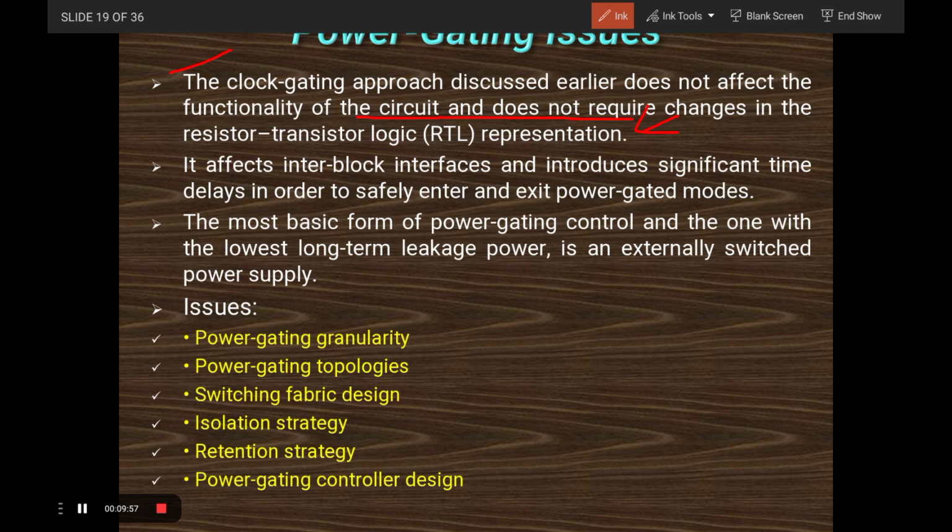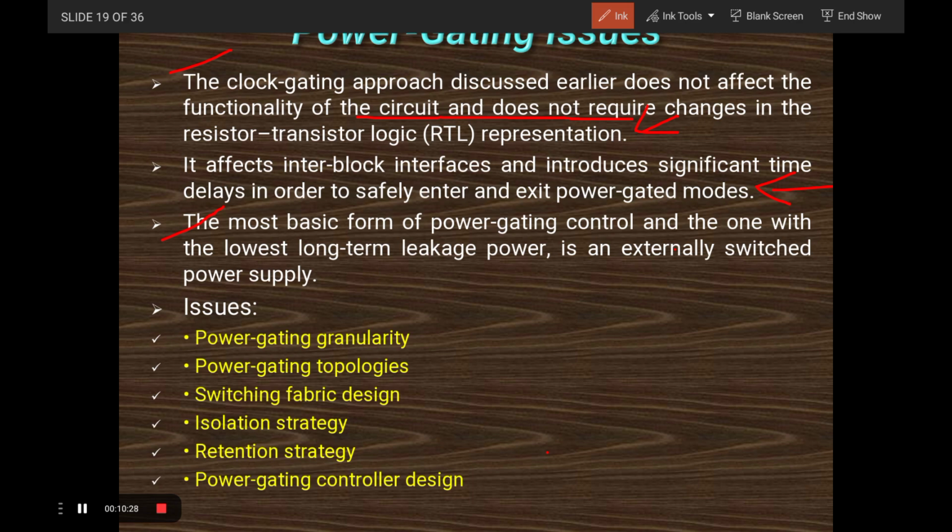As well as it affects the inter-block interference as well as significant time delays in order to enter and exit power modes. That means we have to think about when we are going to turn on the corresponding device, when we are going to supply the corresponding signal. The most basic form of power gating control, and the one with the lowest long-term leakage power, is an externally switched power supply. So the switching power supply is also one of the reasons for that.